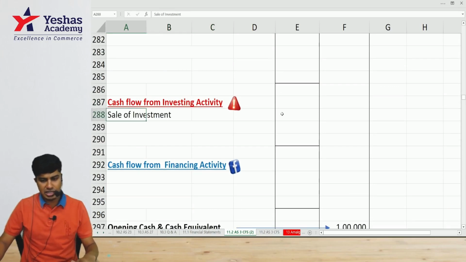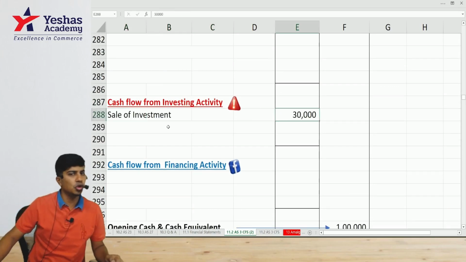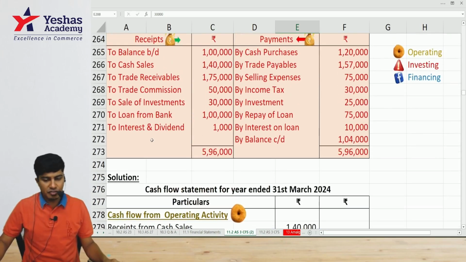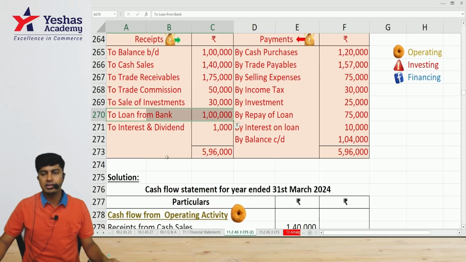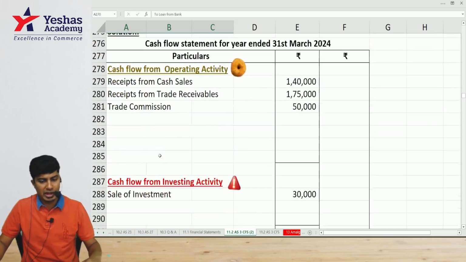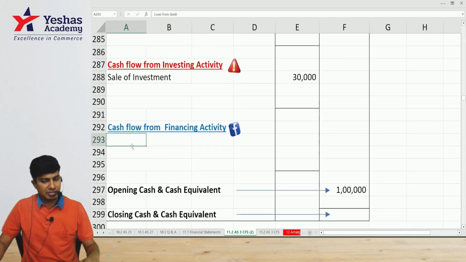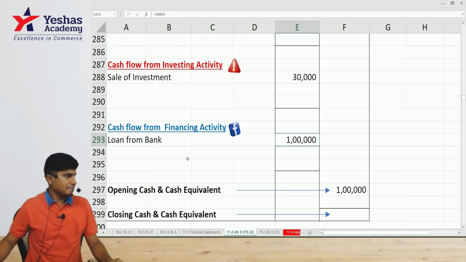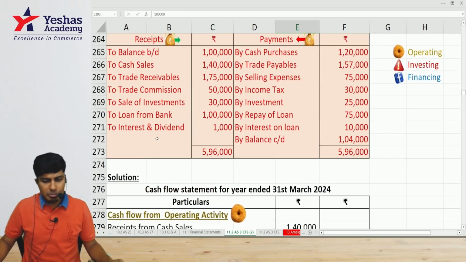I will write sale of investment 30. Can we go to next item? What's after sale of investment? Loan from bank. When you take loan from bank, it is financing activity. Where will I write? Financing activity. Inflow 1 lakh. Observe, financing activities. I'll write loan from bank 1 lakh.